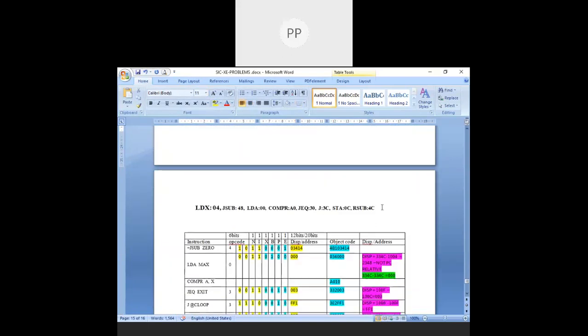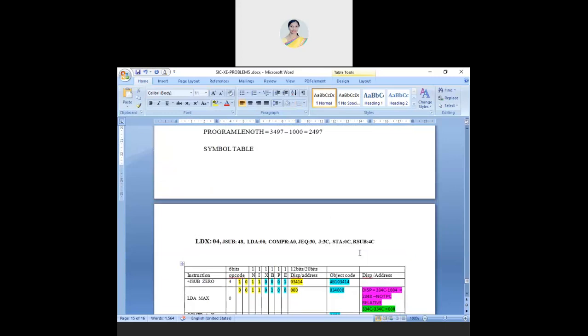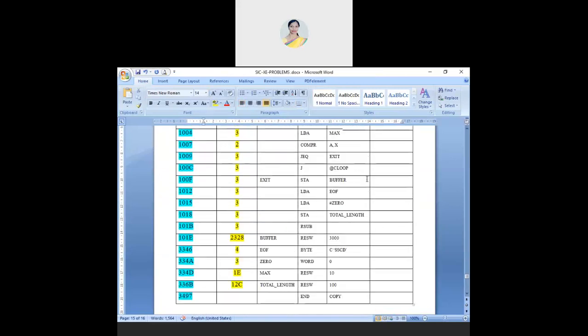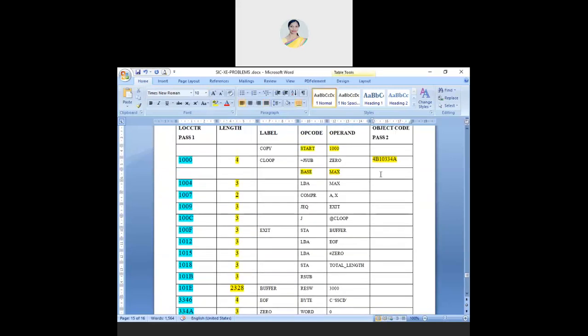Yes, because I had done it, my value will be different. Okay. Only this 3 will be different. 3414 is there, but for you that will be different. That's fine. Okay. Next, base. Do you have an object code for this? No, ma'am. LDA max? What is 034?